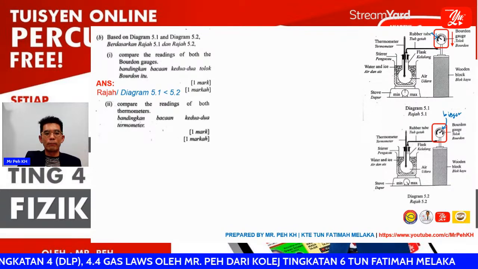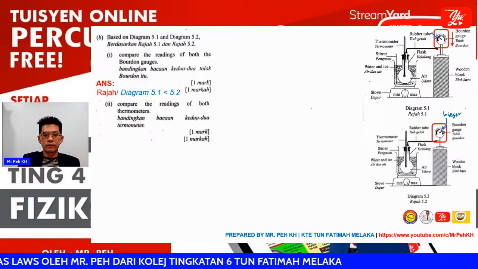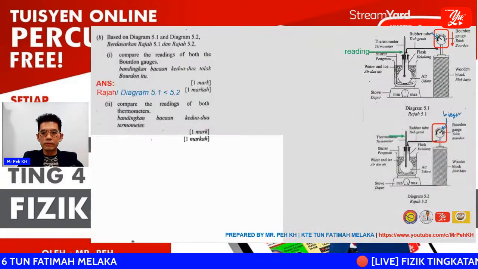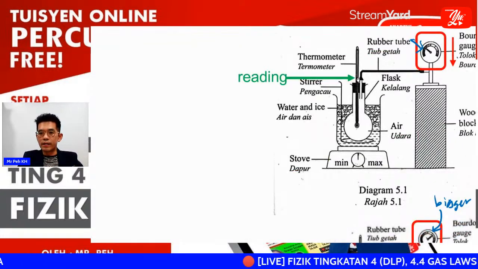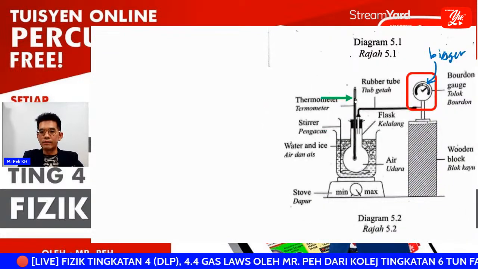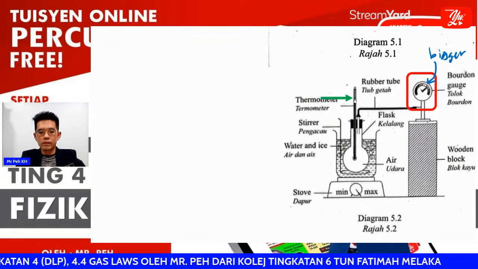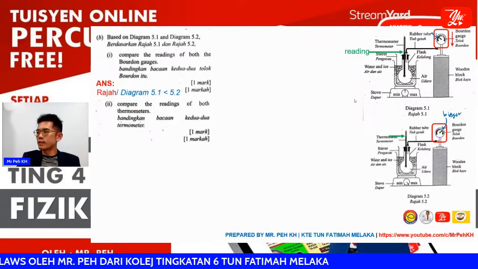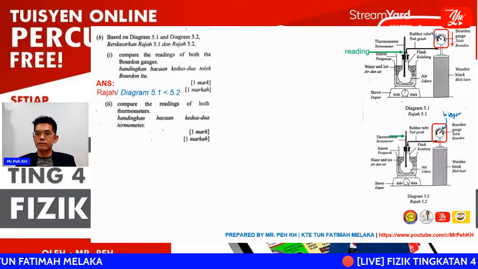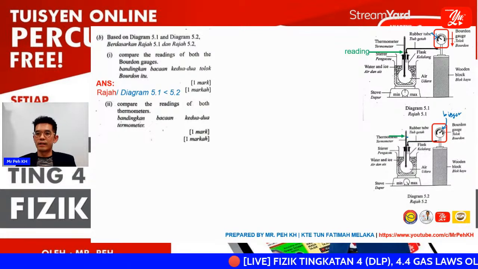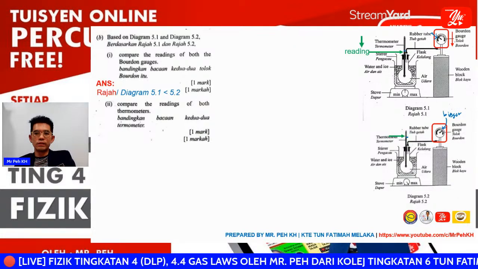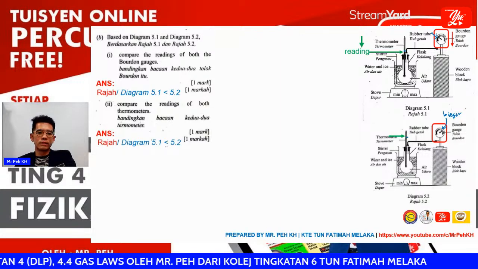And then the next will be to compare the reading of the thermometer. So where is the thermometer? You can see the reading here. You can see the black line until here. Then for the second one, the black line is until here. So that means the reading of the thermometer for diagram 5.1 is smaller than 5.2. You can just observe the line here. So 5.1 is smaller. You can again use a symbol for your answer.